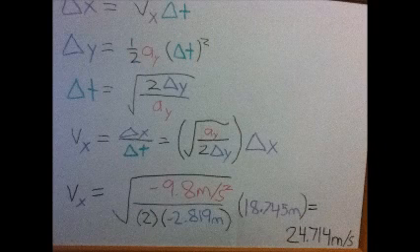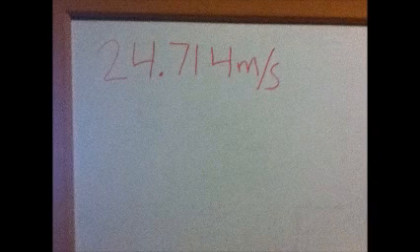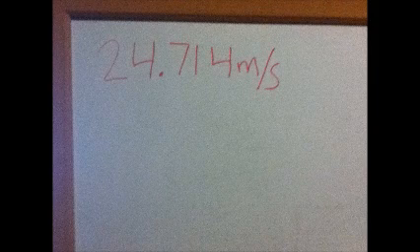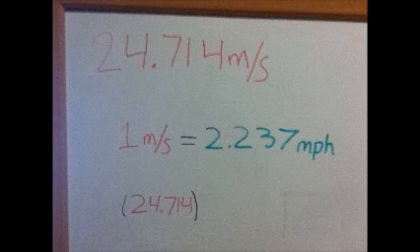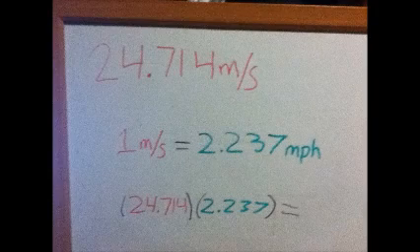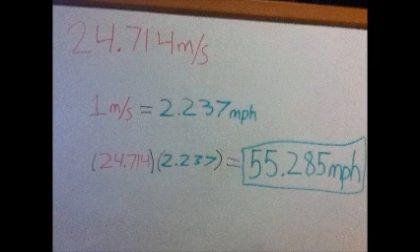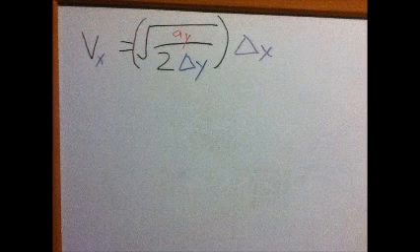Now we will take that and convert it to miles per hour to have a better understanding of what this means. And so 1 meter per second is roughly 2.237 miles per hour. So you take the meters per second and multiply it by the ratio, 2.237, which equals 55.285 miles per hour, which is the fastest that Colton can hit the ball at a 90-degree angle while still staying in the service box.